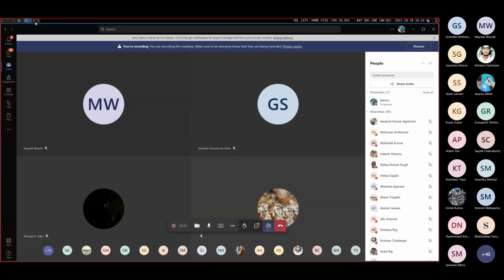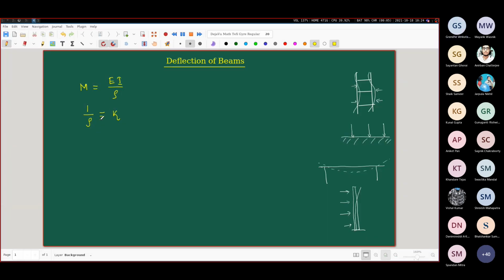Am I audible to everyone? Yes, sir, you are audible. The radius of curvature is familiar to us, but curvature is not. Are you not familiar with the radius of curvature and the curvature formulas? I will write one formula, because this used to be given a lot of emphasis back when we were first year students here at Kharagpur itself. You tell me if you have seen this before or not.